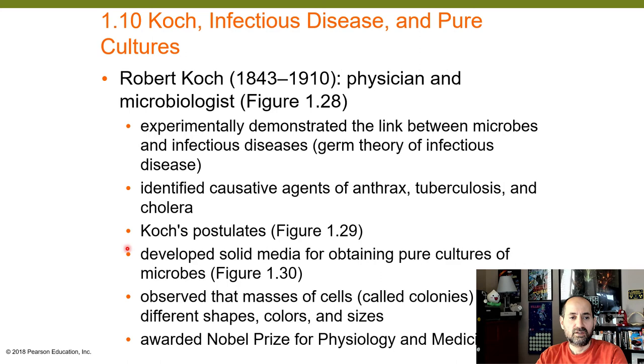But using Koch's postulates, you can link a causative agent for a disease to the disease that's caused. And by using his postulates, he was able to identify the causative agent, and by causative agent, I mean the bacteria responsible, for instance, for anthrax, for tuberculosis, for cholera. And I'm going to show you how he did this in a little bit.